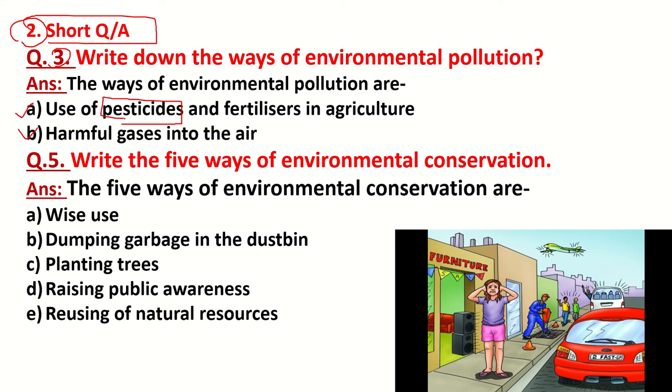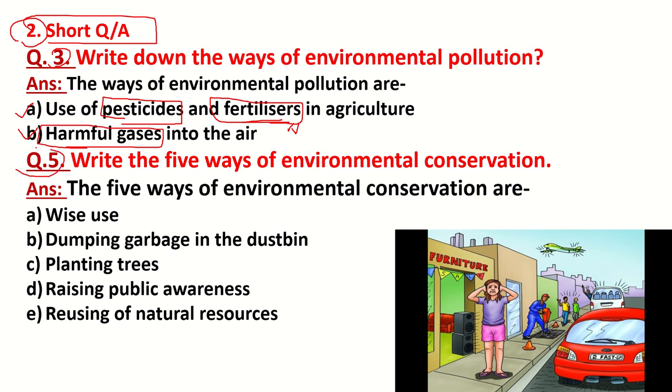All right, that is the chemical substance used to kill harmful insects. And fertilizer, so if it is chemical fertilizer, that is not good in agriculture, so farmers should use organic fertilizer. Harmful gases into the air, that is poisonous gas.